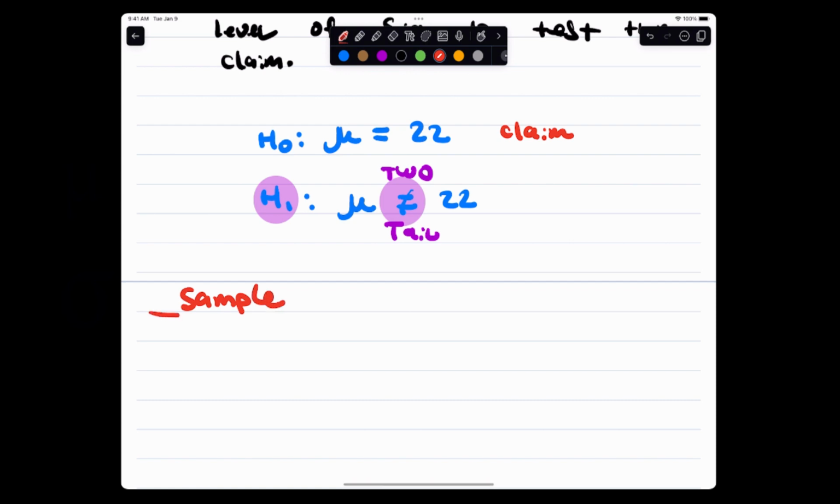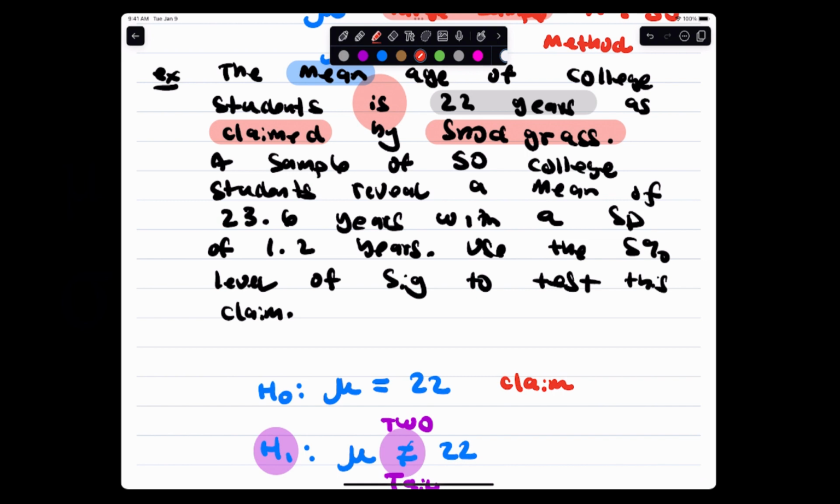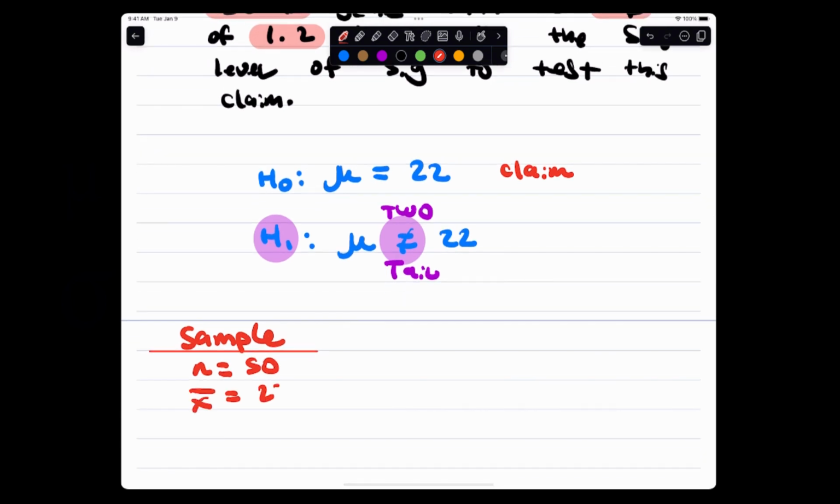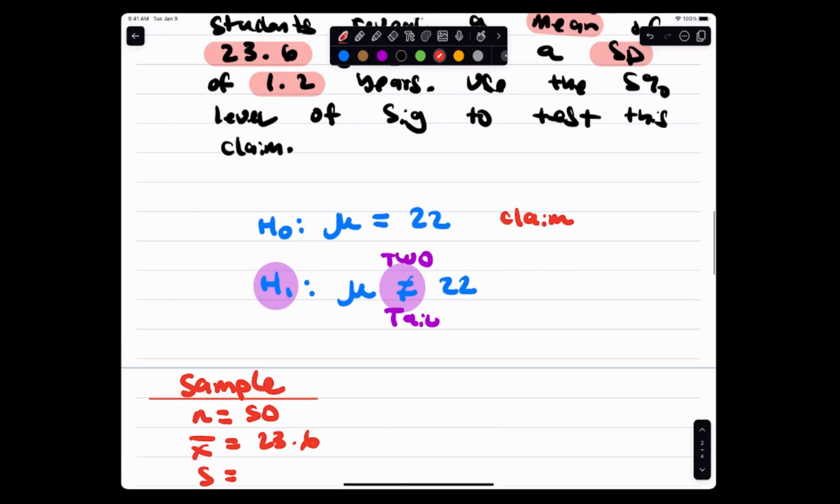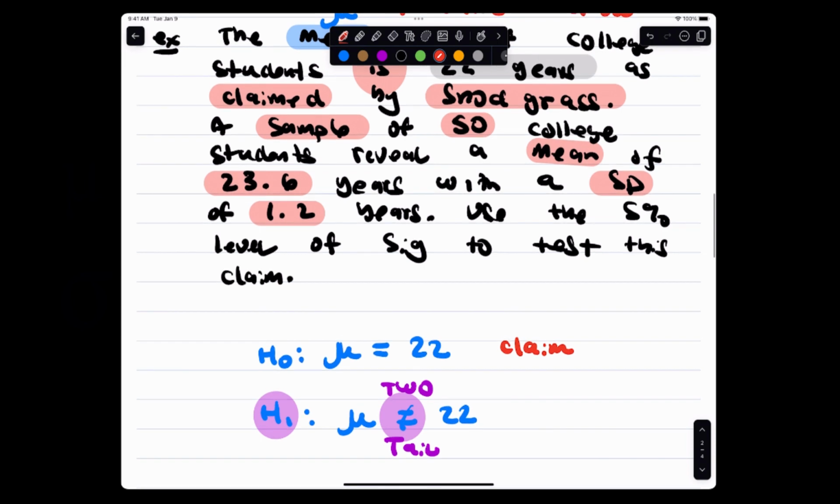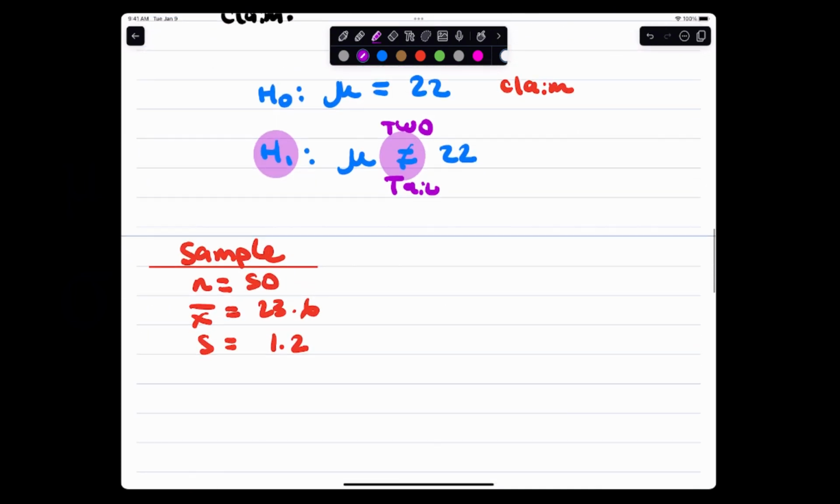Let's get down to sample information. What does it say? A sample of 50 college students reveal a mean of 23.6 and a standard deviation of 1.2 years. So make sure you guys write that down. Here's your sample. What's the sample size? 50. What's your sample mean? 23.6. What's the sample standard deviation? 1.2. Do we get all that information from the sample? And then they say use what? What's your level of significance? 5% level of significance. Now, that is alpha.